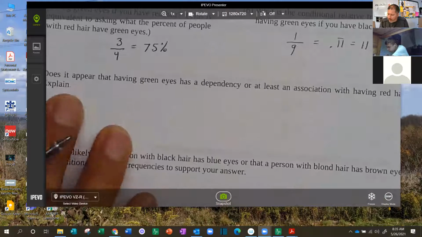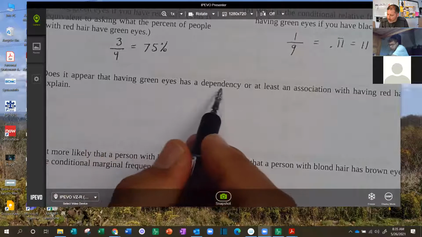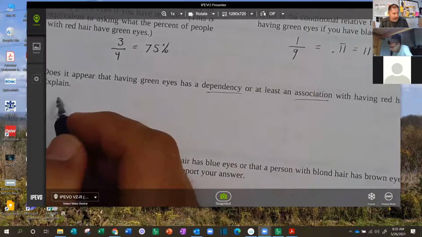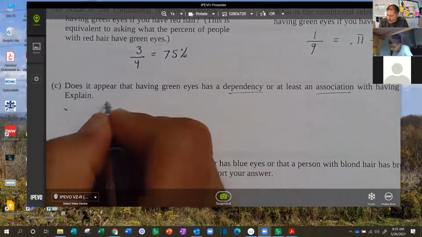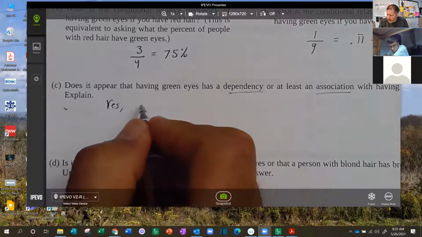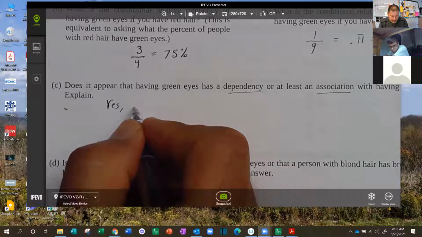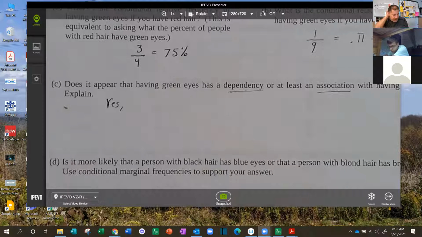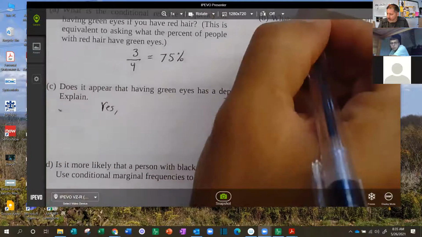About. Does it appear that having green eyes has a dependency or at least an association with having red hair? Explain. Yes, it seems like it. It seems like they go together. Because if you have red hair, it's really different to have green eyes. In the general population, only like 25% of people have green eyes. You know what I mean?